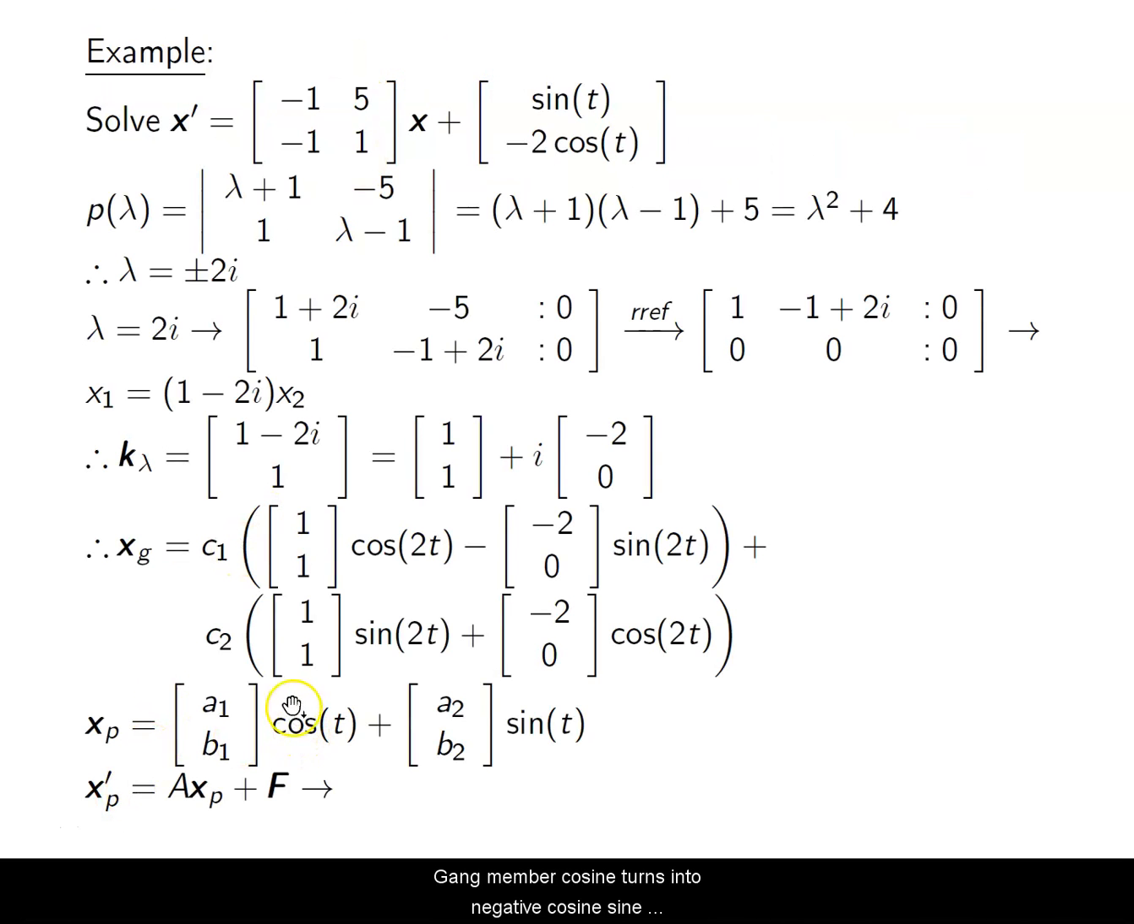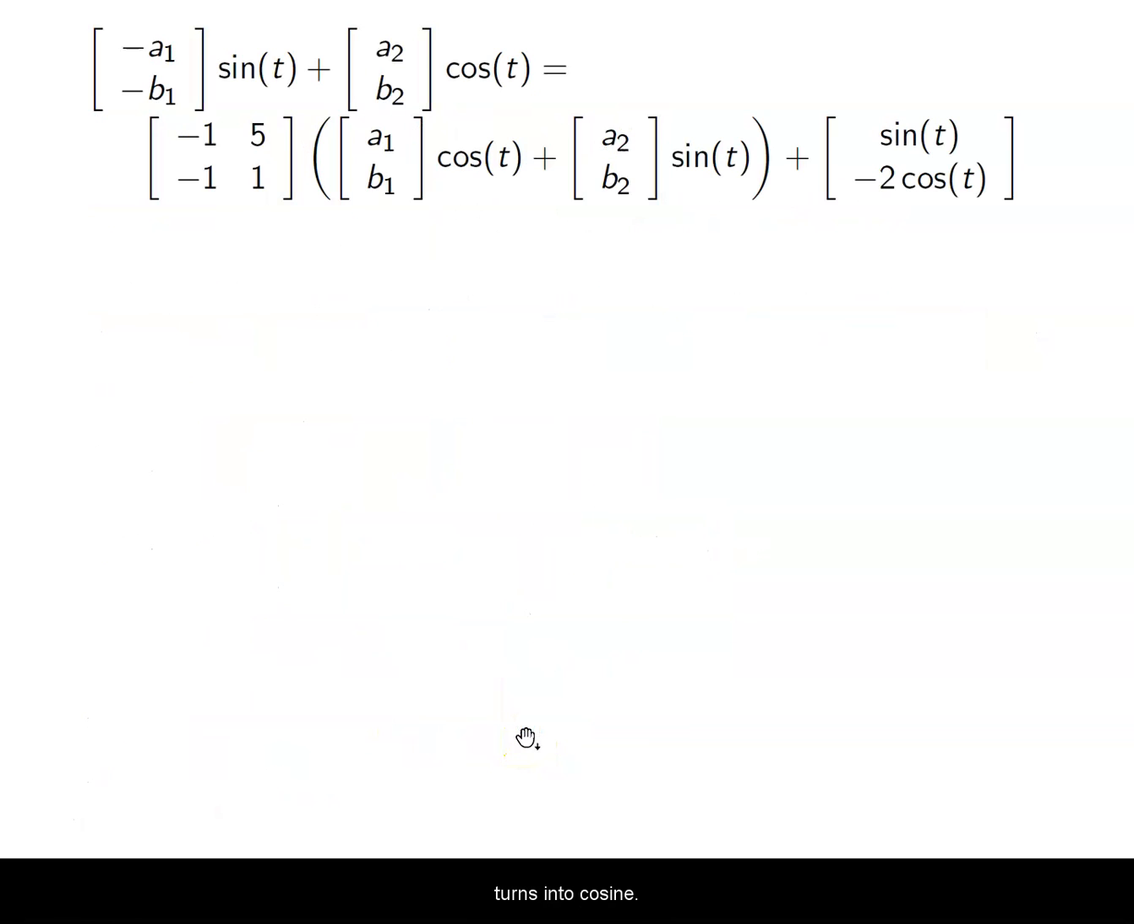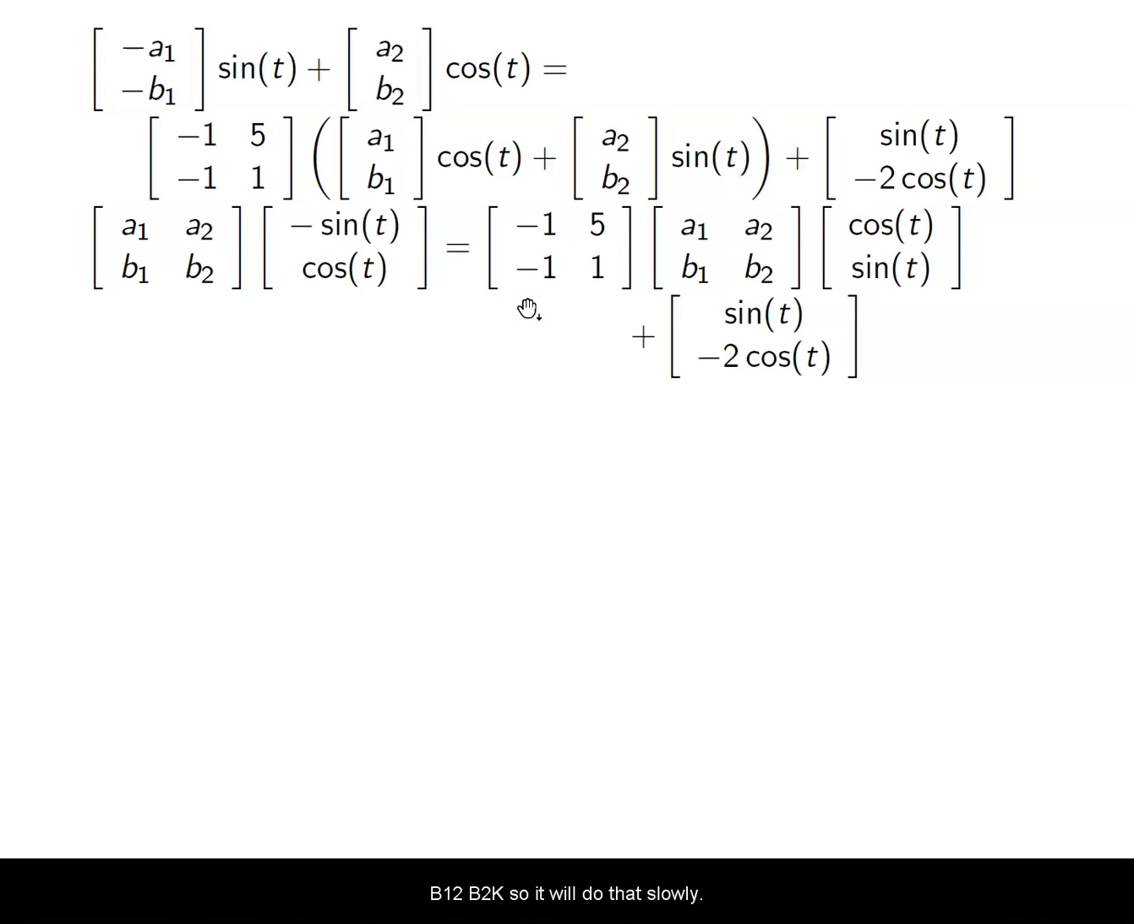Okay, remember, cosine turns into negative sine, sine turns into cosine, right? So with sine and cosine, everything here changes signs. I have my A, so this is x prime, A times x plus the forcing function. So now I just combine everything together and I solve. What does that mean? It means multiply this out, add this, subtract that. It's going to be equal to 0. So I'll have some functions equal to 0, and then I can start to solve for my a1, a2, b1, and b2.